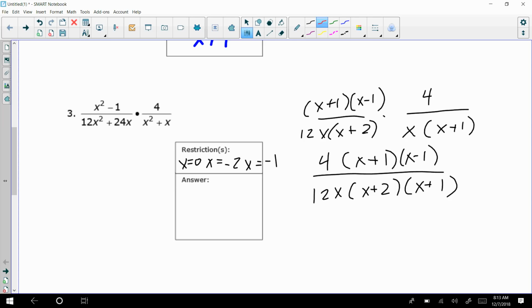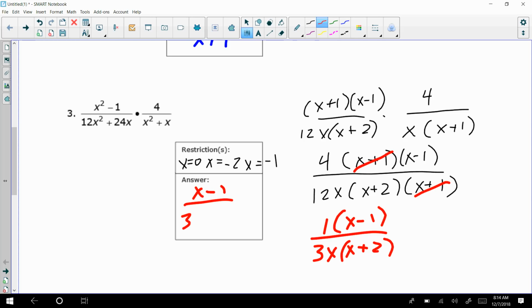To cross out, we can start with the parentheses. So I have an x plus 1 here and over here. And then the 4 over 12 is actually going to reduce to 1/3. So there's also an x at the bottom. And then we have a parentheses of x minus 1 on top, and then x plus 2 at the bottom. So those are our answers. So x minus 1 on top, 3x, x plus 2 at the bottom. Notice I didn't put the 1. You can put the 1 back, but 1 times anything is the other stuff, so I just don't usually put it.